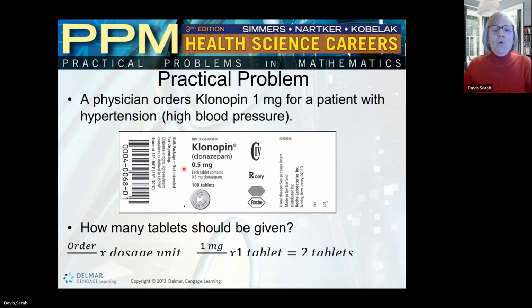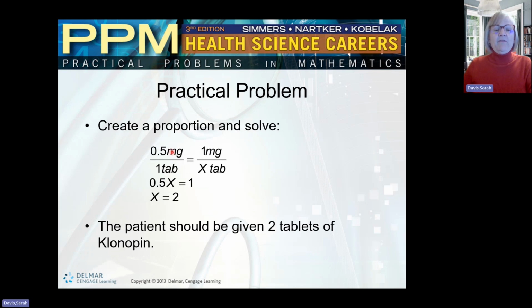So 0.5 over 1 is going to equal 1 over X. So 0.5 over 1 is going to equal 1 milligram over X. 0.5 times X is going to equal 1 times 1, which is just 1. We divide both sides by 0.5, so X is going to be 2. So the patient's going to need to be given 2 tablets of the Klonopin.